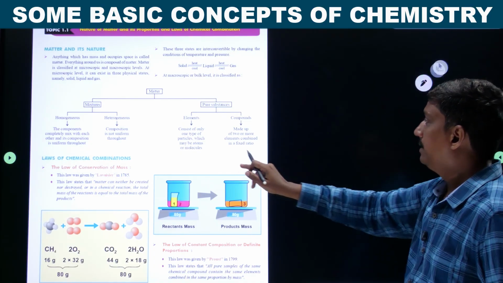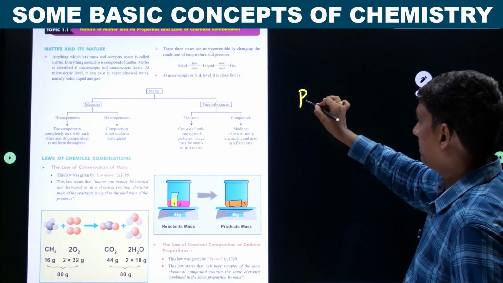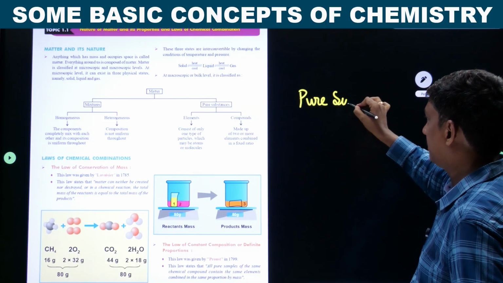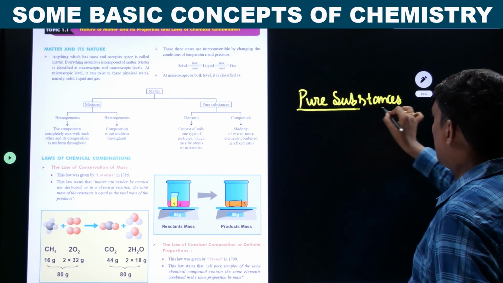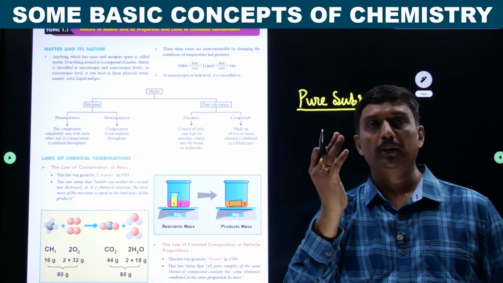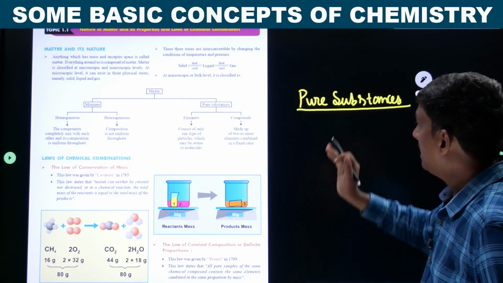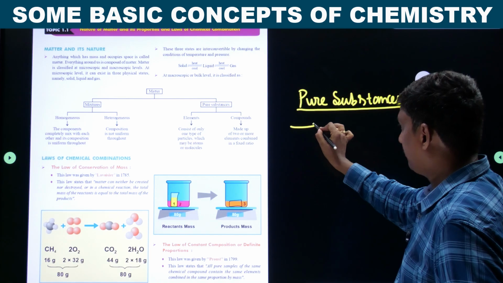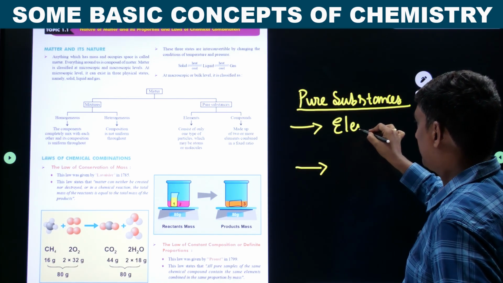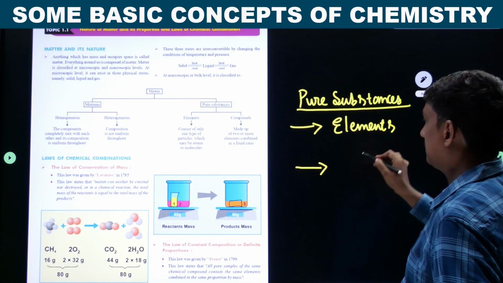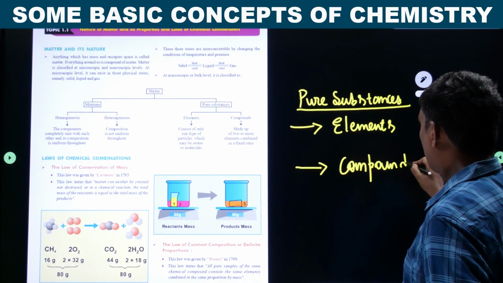Okay, we discussed mixture. Now we are discussing pure substances. As the name itself states, a pure substance means it is made up of only one type of substance. Under pure substance, it is further classified into two types. One is elements. Another is compounds.